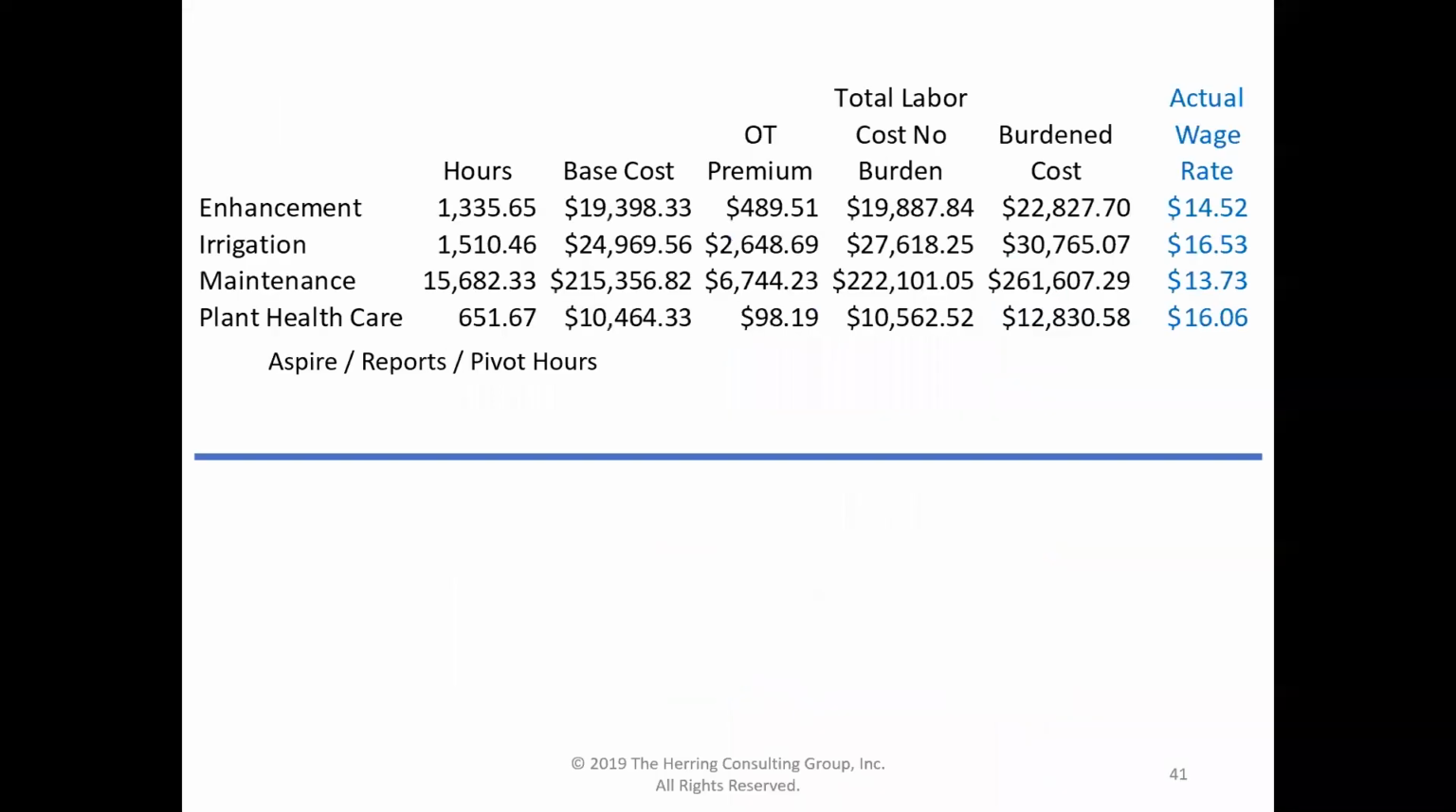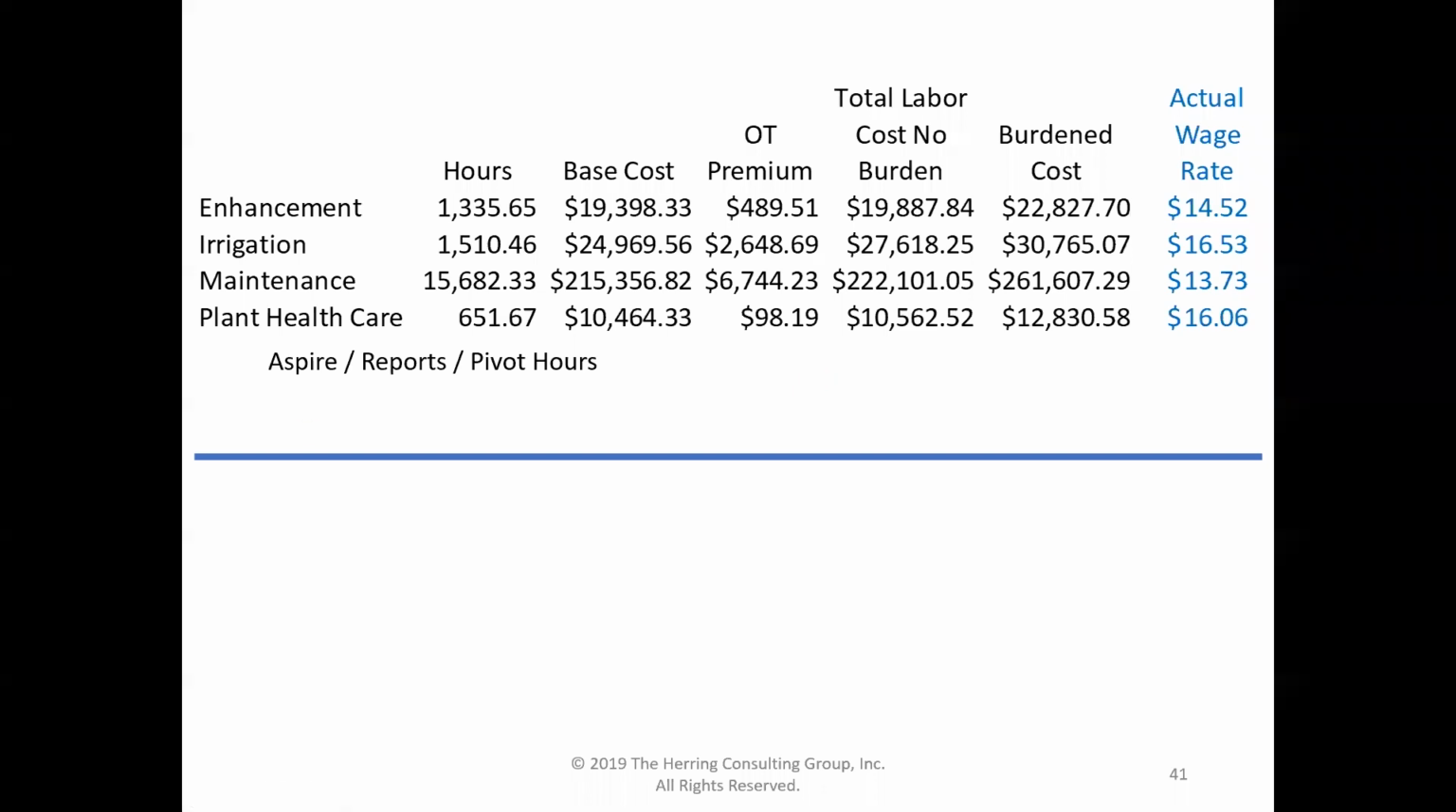All right, here's another Aspire report, and this is going to help you calculate your actual wage rate, which we're going to use on a spreadsheet I'm going to show you in just a moment. This is from the Aspire Reports tab, Pivot Hours, and I put all these costs in there so that you could see what's available, and that helps me remember what I need to use, right?